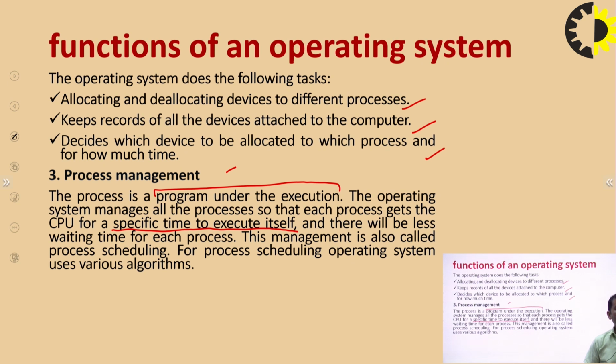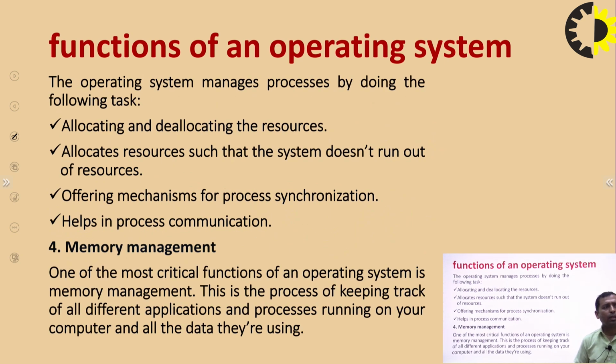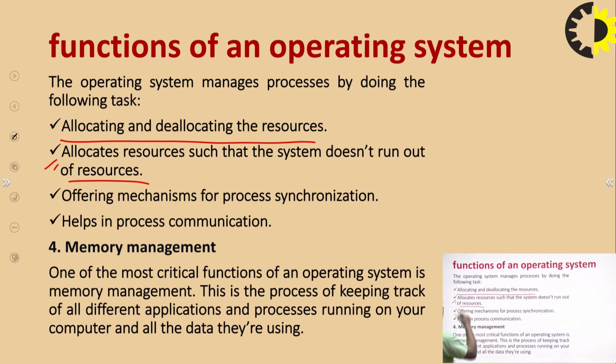For process scheduling, the operating system uses various algorithms, like round robin, FCFS, shortest job first, and many more. The operating system manages processes by doing the following tasks. What are the tasks? Allocating and deallocating resources to different processes, such that the system doesn't run out of resources. This is required, otherwise the system will not perform further and no work will be done.